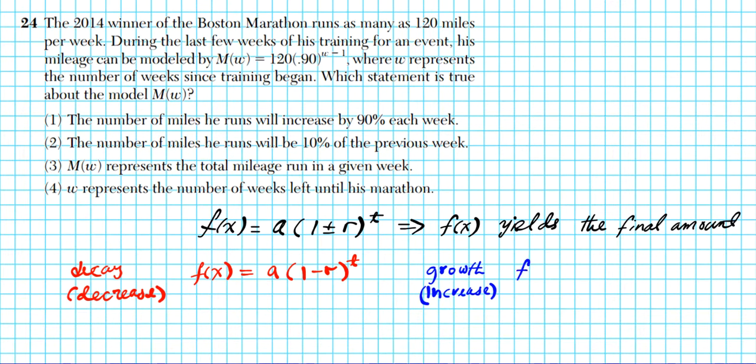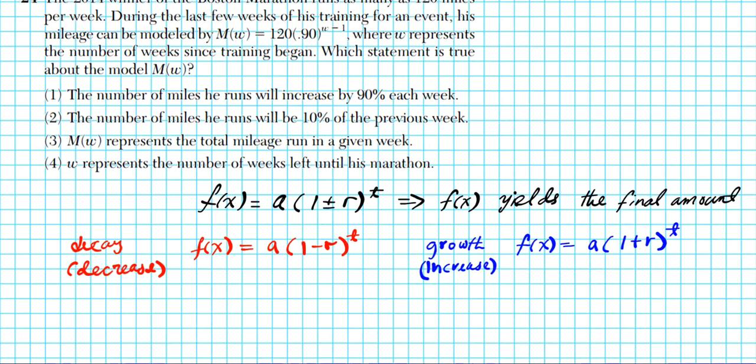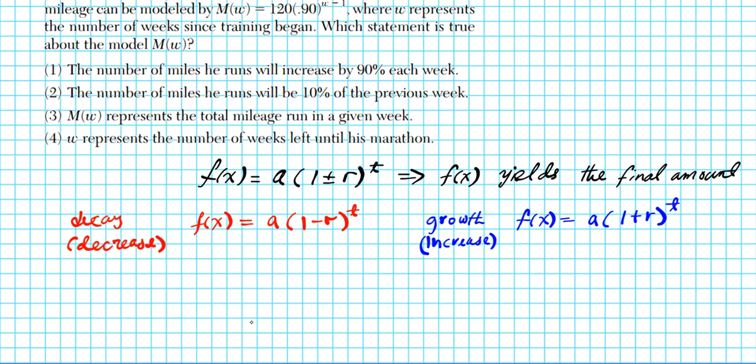Alright, so in that case, we have f of x equals the amount times 1 plus r to the t. Now, do you see the difference in these two formulas? You have 1 minus r for decrease, and then you have 1 plus r for increase. Okay? Alright, now let's take a look at this formula that we have here.